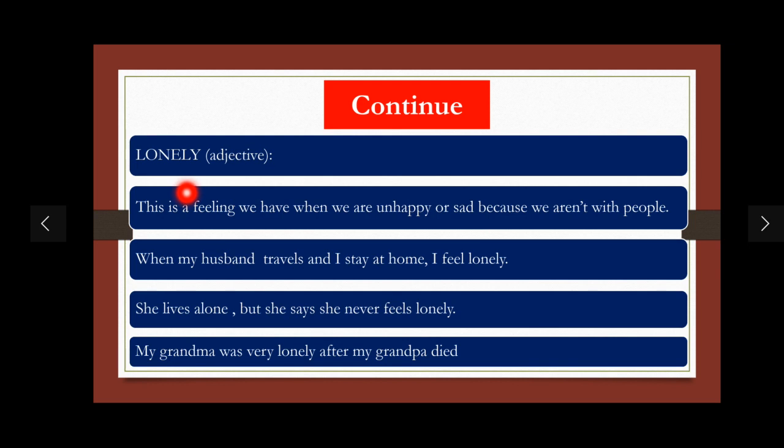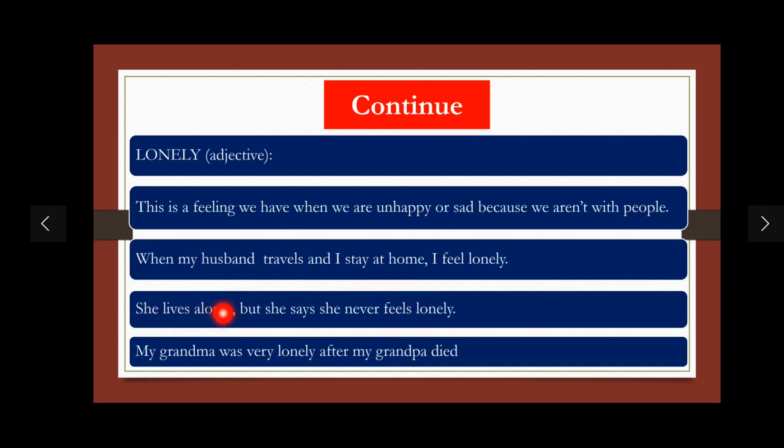Lonely is used as an adjective. This is the feeling we have when we are unhappy or sad because we aren't with people. So when you aren't with people or you are missing someone, then you are lonely. You are sad or you are unhappy. When my husband travels and I stay at home, I feel lonely. Why do I feel lonely? Because my husband travels and I stay at home, so that's why I am sad and I am unhappy.